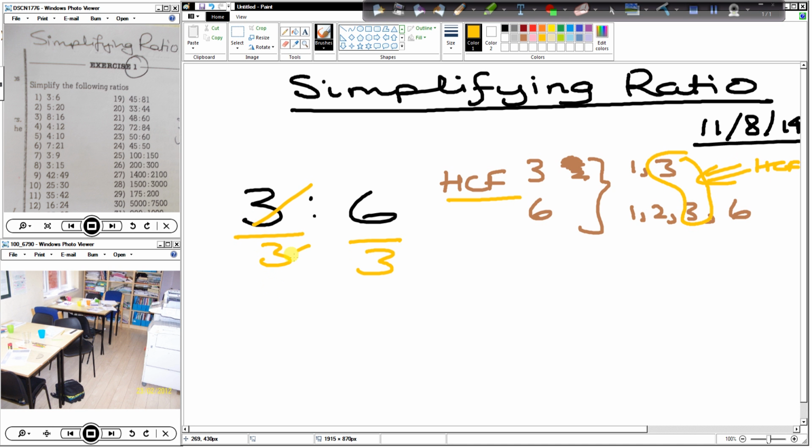So 3 divided by 3 will give you 1. 6 divided by 3 will give you 2. So the ratio of 3:6 will simplify down to 1:2. And that is question number 1 done. Nice and straightforward. Copy that down. Everything we do here you need to copy it down. So then I can go on to the next example. If you haven't copied this one down, I can't exactly go on to the next one.